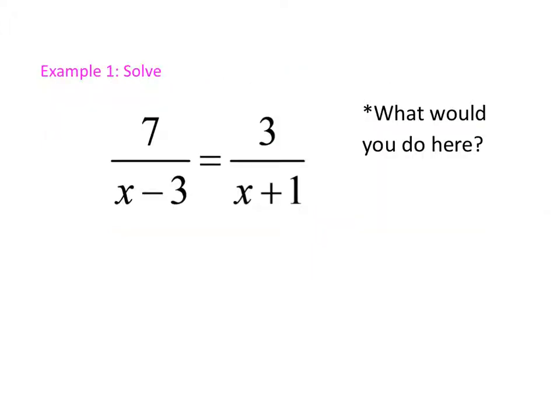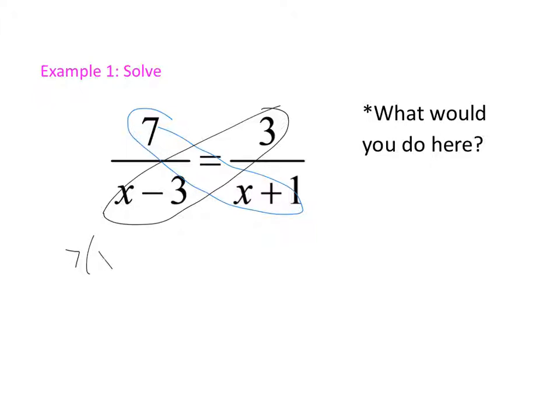Let's take a look at a few examples. What would you do here? Think about this for a moment. Great job thinking about that. Well, if you remember from the last slide, if you have a rational equation that's a proportion, which basically means a fraction equal to a fraction, you can use cross multiplication to solve. So here we could take 7 times x plus 1 and set that equal to 3 times x minus 3. So what we would get with that would be 7 times the quantity x plus 1, set that equal to 3 times the quantity x minus 3.